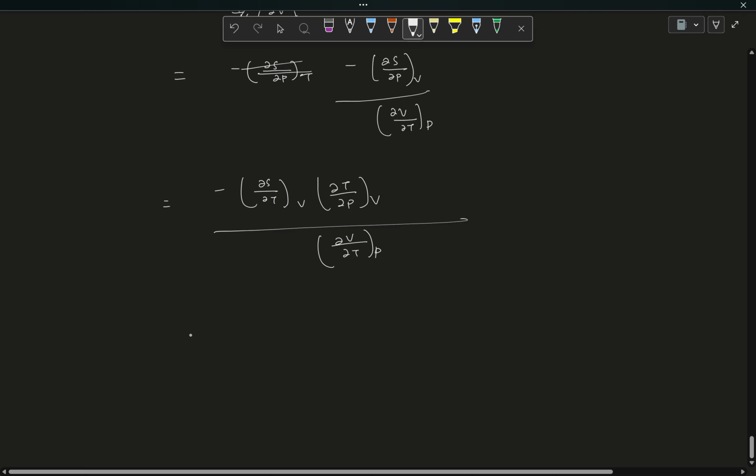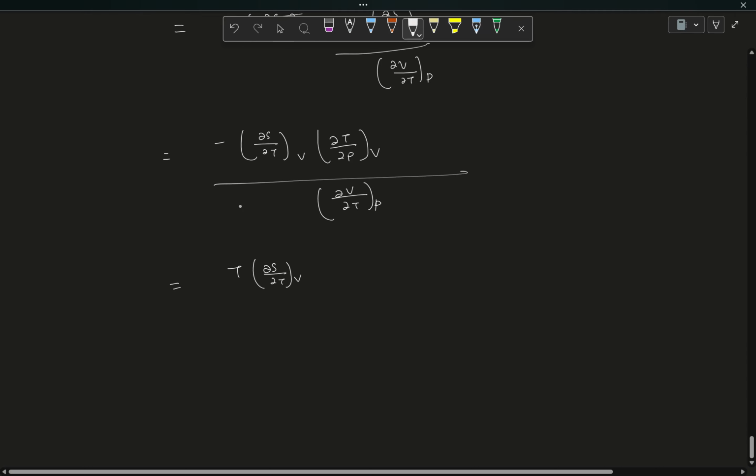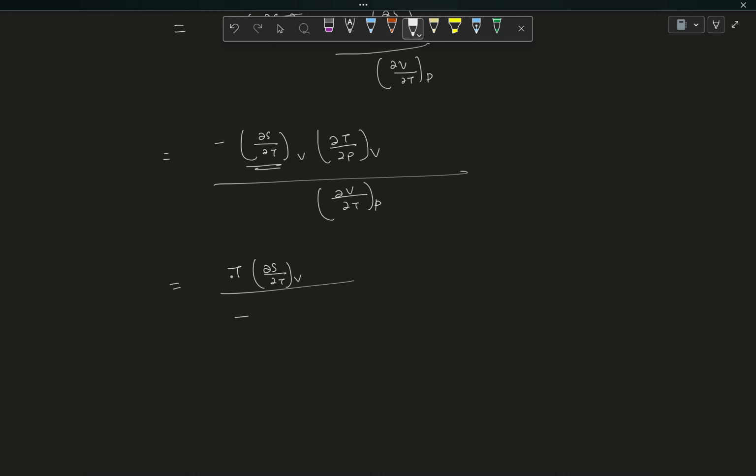So now what you have is T del S del T at V constant. So multiply a T on the numerator with this term, divided by, your minus sign is there. So again a T will be there, because to adjust this numerator T, there will be another T in the denominator. This is T del V del T at P constant into del P del T at V constant.